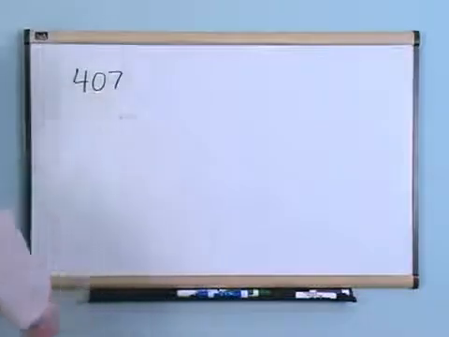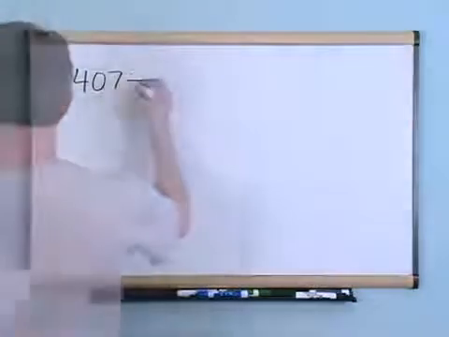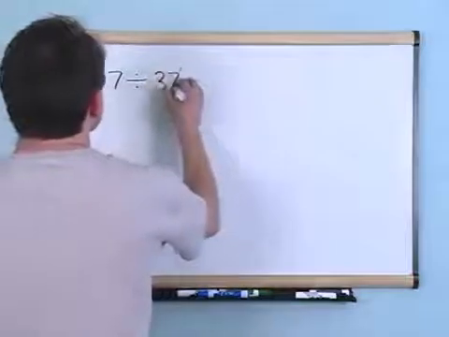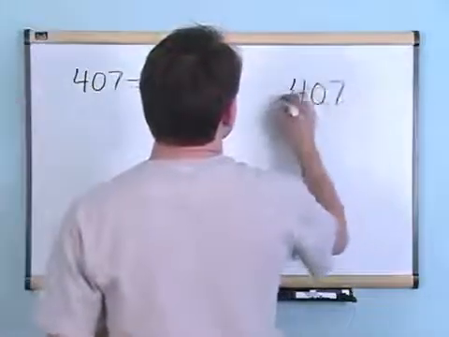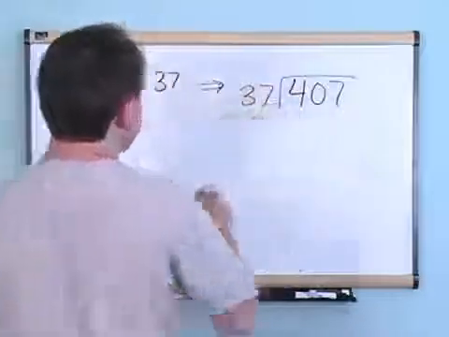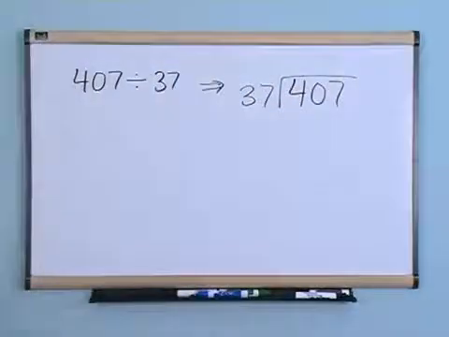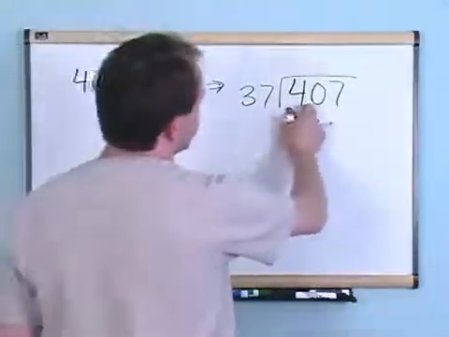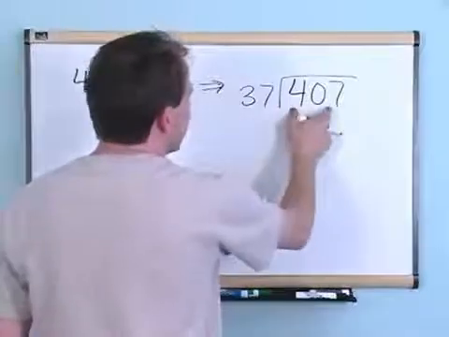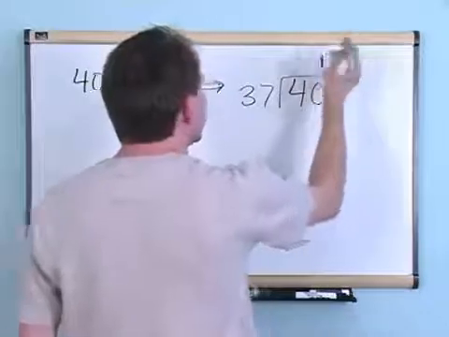Okay. These are going to be, I think, challenging problems. Let's say you have 407 divided by 37. So all you do is you take your 407, put it under the house, and you're dividing by your 37. Okay, not that bad. Can 37 go into 4? No, it can't. Okay. Can 37 go into 40? Sure it can. It can go one whole time.